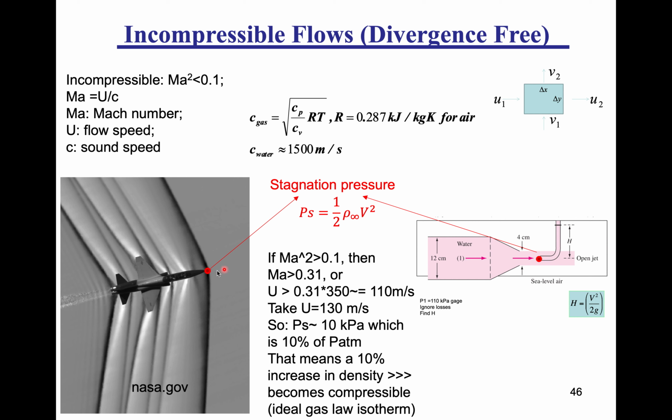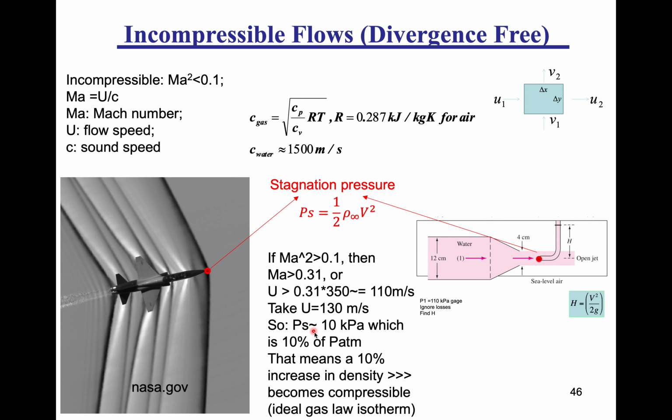But if we try to compute the stagnation pressure, plug in half the density of air, 1.23, and v squared is 130 squared. What you're going to get is a stagnation pressure at the nose of this fast aircraft, or this car that moves at 400 kilometers per hour, of 10 kilopascal. You compare that to the atmospheric pressure of 100 kilopascal, that's 10%.